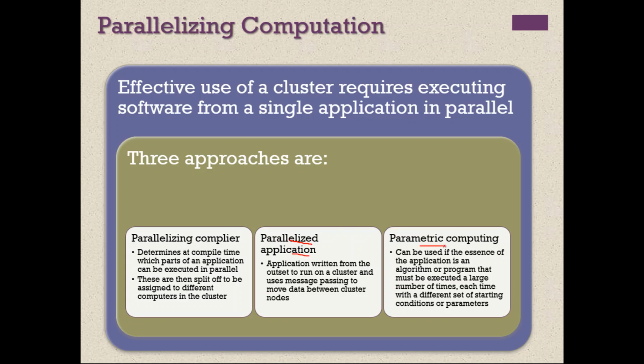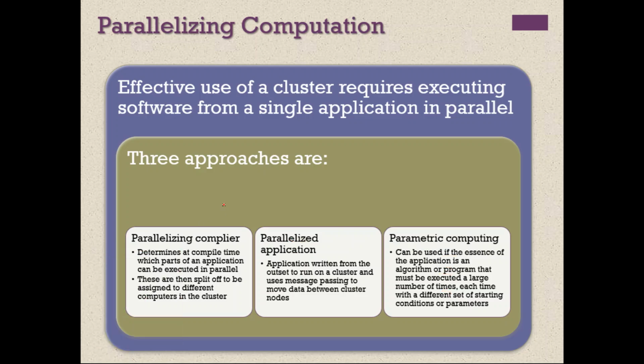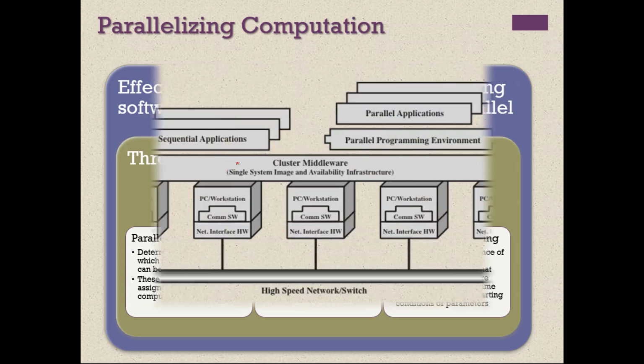The third is parametric computing. In some applications, we may want to execute a certain algorithm or a certain code repeatedly, several times, with different parameters. For example, in simulation, the application may be the same, but each time you may run it with different parameters. In such cases, parametric computing can be used. So these are the different ways of parallelizing through the operating system or through software.